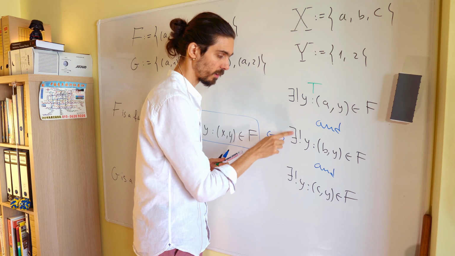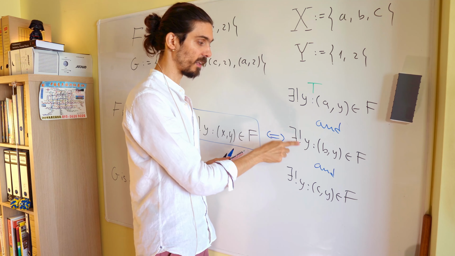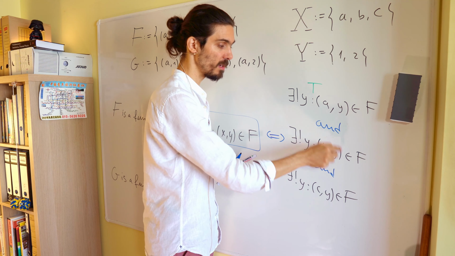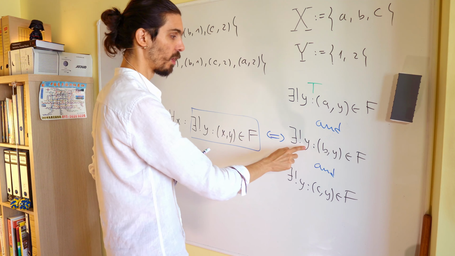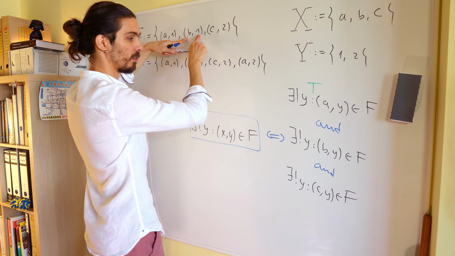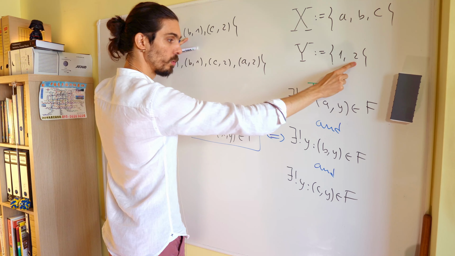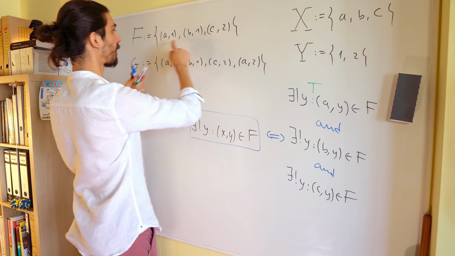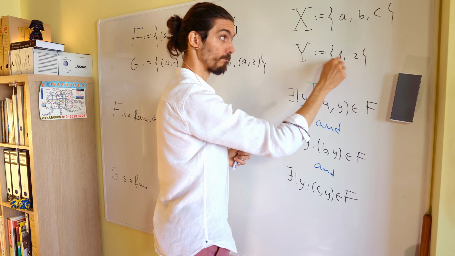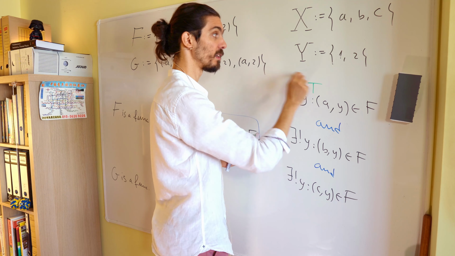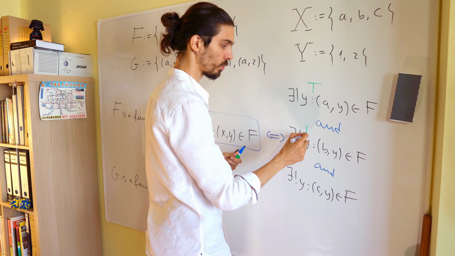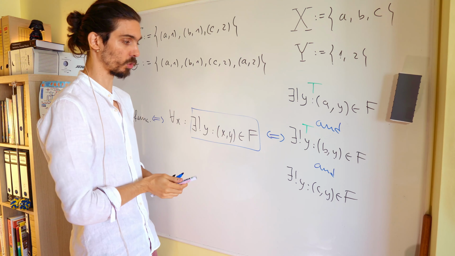Let's look at the second one. Is it true or is it false? There exists only one y that makes the pair by in F. Well, when y is 1, we have b1 in F, it's here, it belongs. When y is 2, is b2 in F? No, it's not. And so there is only one y living in big Y, in this case y equals 1, that makes this true. Okay? So this part is also true.